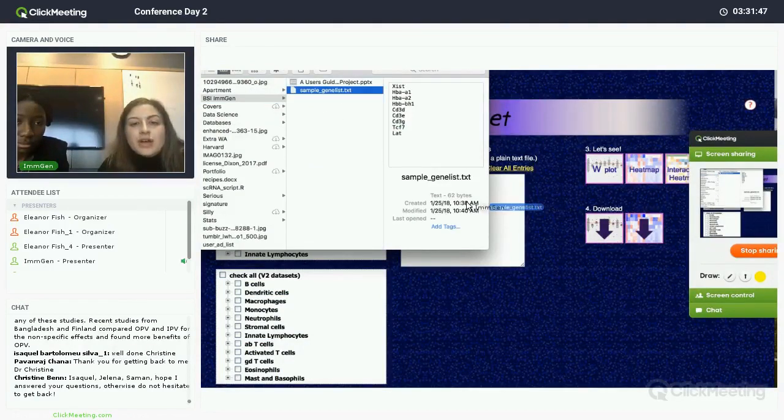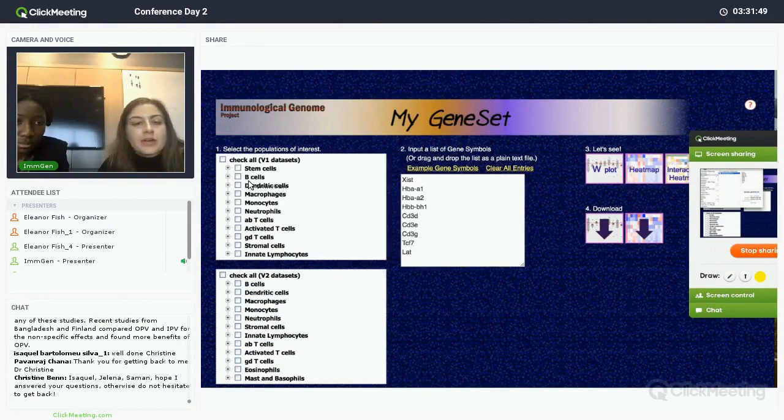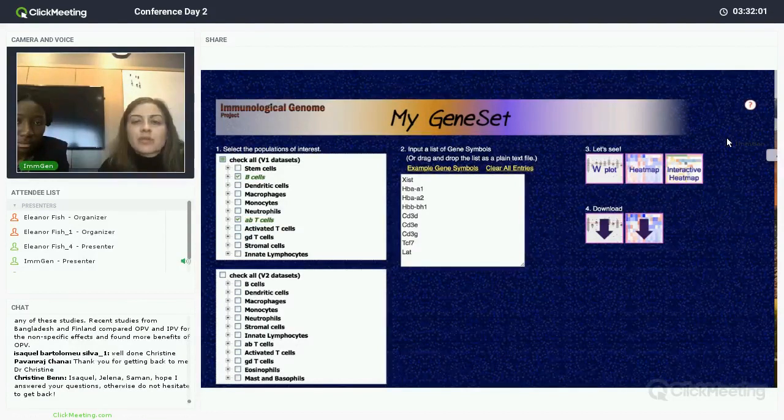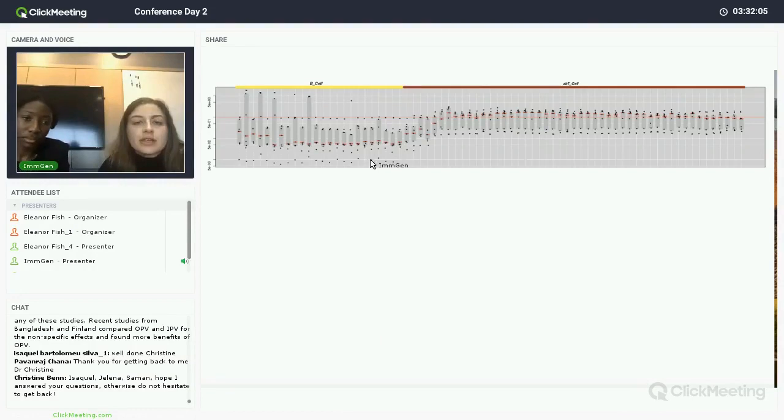You can just drag and drop your list of genes, and let's say I want to look at these genes in B and T cells. You can create 3 different types of plot. A volcano plot, where each point is a gene on your list, and you can see that there are some genes highly upregulated in B cells relative to T cells in the list I dropped.